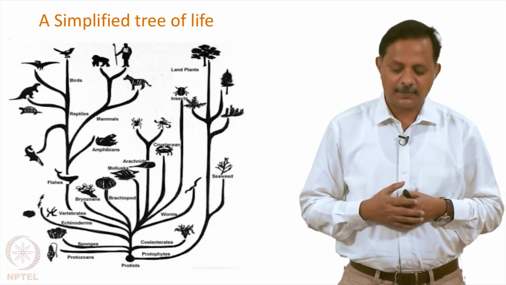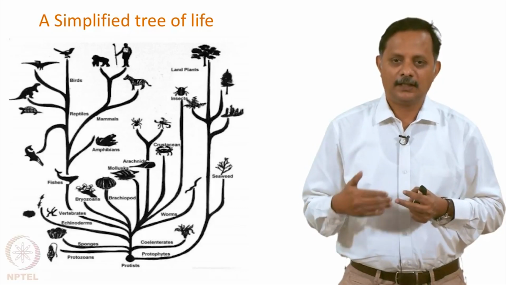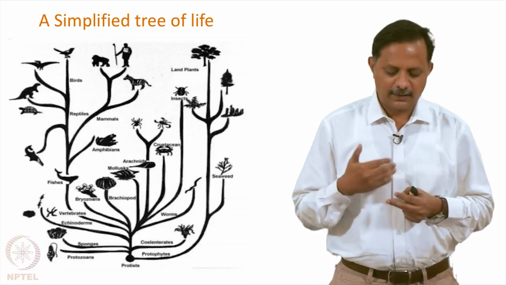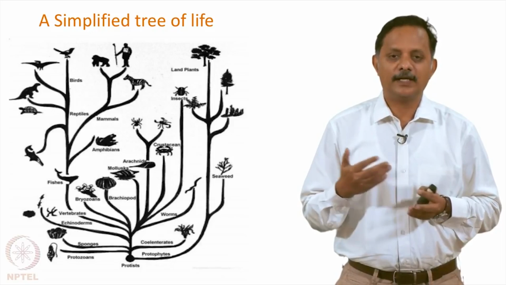On the vertebrate branch you have the fishes, then fishes move out of the water and enter the land, and they become amphibians, like frogs and alligators and all that. And then we have two great branches from there.